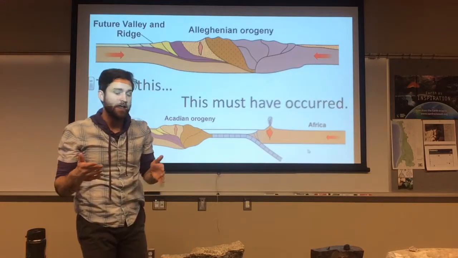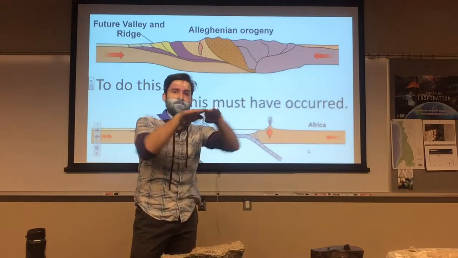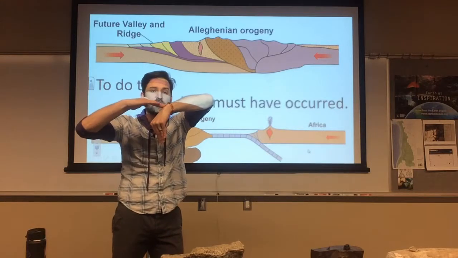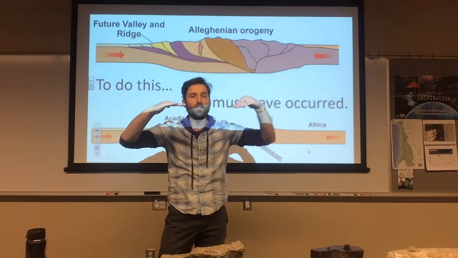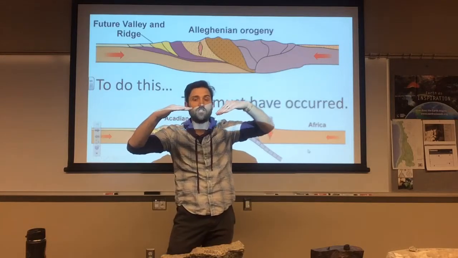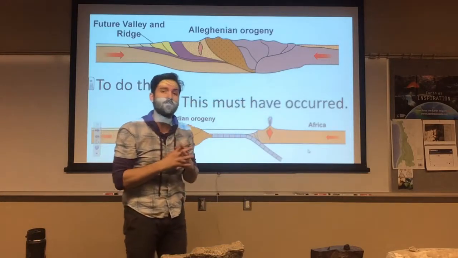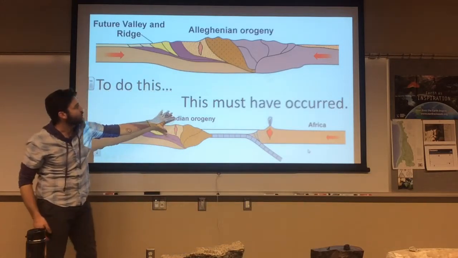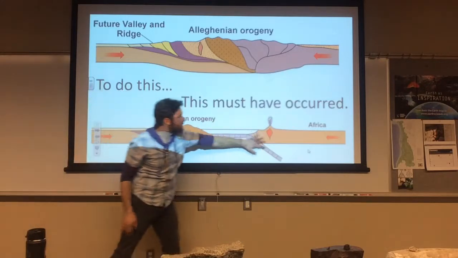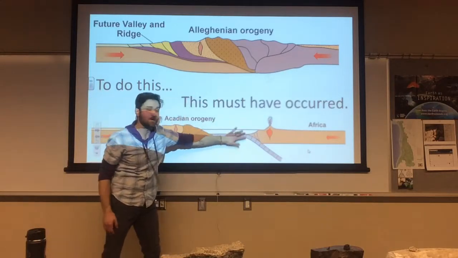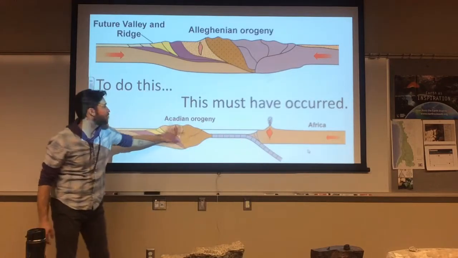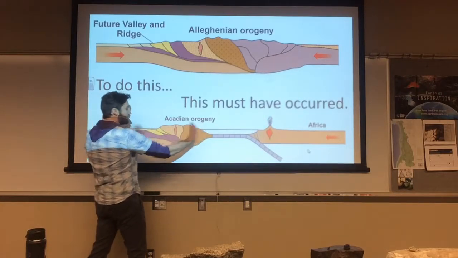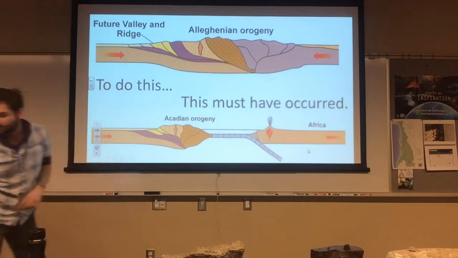So continent-to-continent collision isn't the start of things. That's the end of a subduction process where the continents finally converge. It starts out as probably oceanic to continental, or even oceanic to oceanic, and the continents slowly get closer together and then finally collide. So to do this Alleghenian orogeny, first there had to be a subduction zone, erasing or consuming all that oceanic crust, and before that, the Acadian orogeny, where this package of rock is getting smashed onto the rest of these rocks.